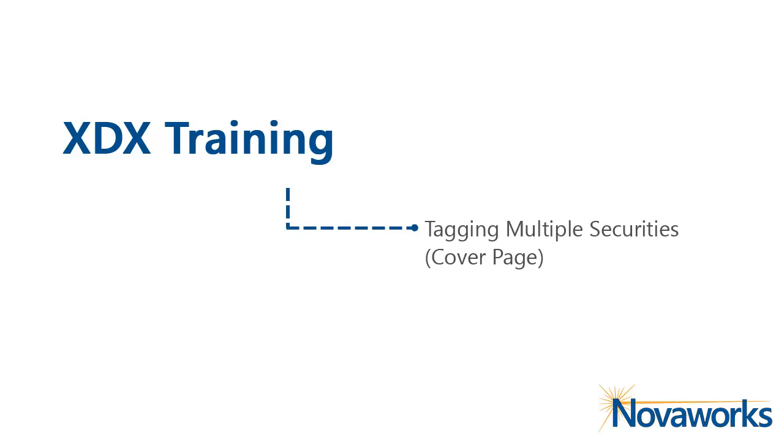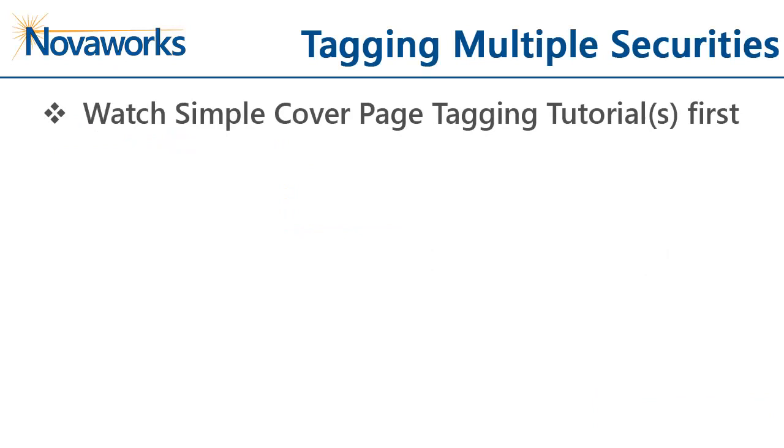In this video, we will demonstrate how to tag the 12B securities table for filers who have multiple securities, securities that are traded in multiple exchanges, and securities that have no trading symbol or ticker. This tutorial assumes you're already familiar with the tagging of cover page items with the inline tagging tool. If you aren't, we recommend watching the tutorial on how to tag a simple cover page first.